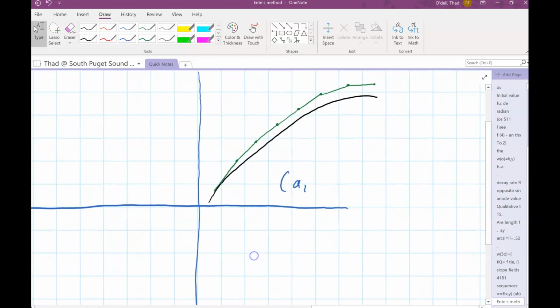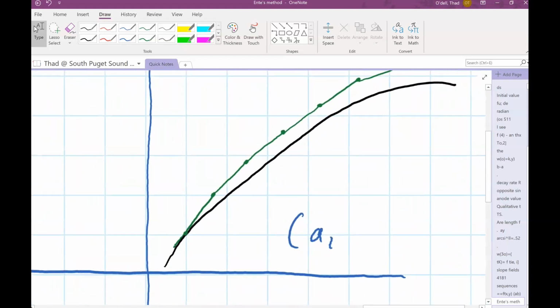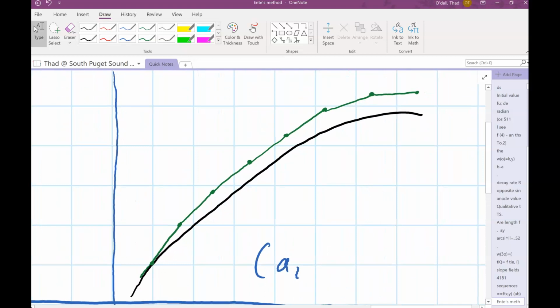Let me blow that up a little bit. You can see the black curve represents the actual solution, and down here is the point where we started. That was the initial condition. We use the tangent line to direct us to the next point. Then we recalculate the tangent line, which gives us a new slope, and that directs us to the next point. At each one of these points, the line that follows it should match the tangent line at that point.